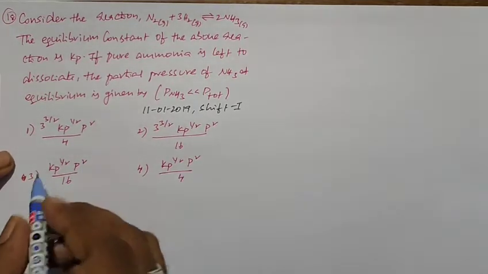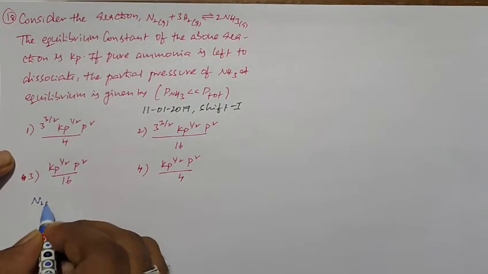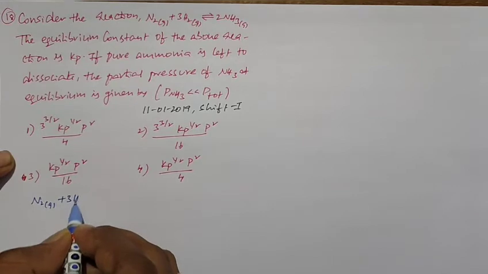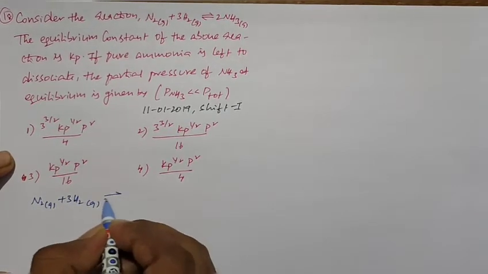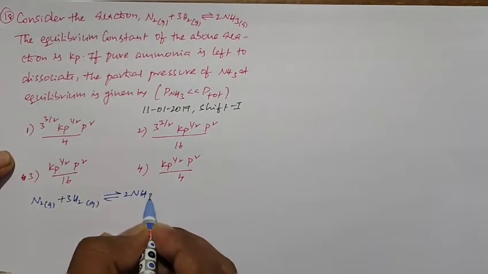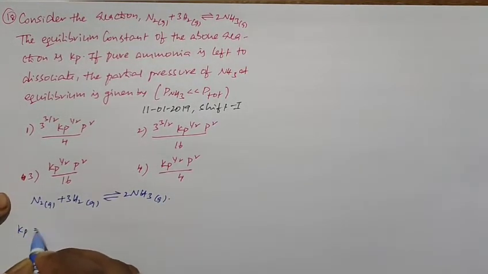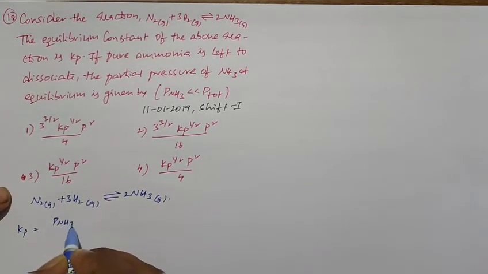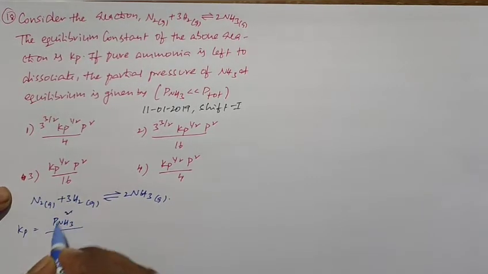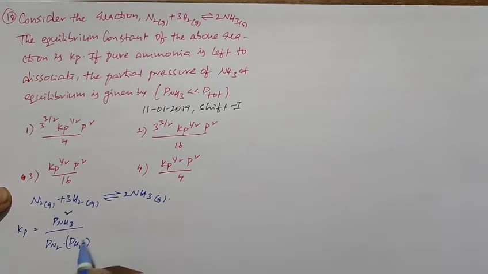So first we take the given reaction. N2 plus 3H2 gives rise to 2NH3. For this reaction, Kp is equal to the partial pressure of NH3 whole square by the partial pressure of N2 into the partial pressure of H2 whole power 3. Okay, this is taken as equation 1.